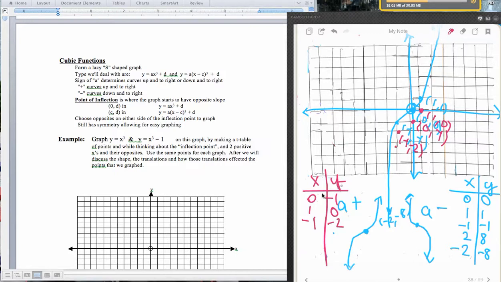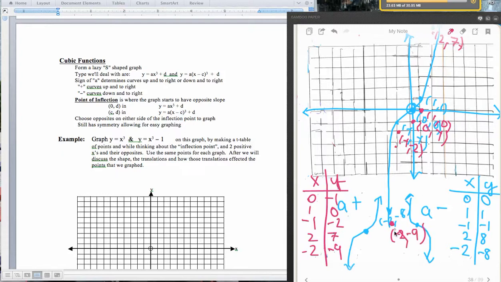And then we're going to do our 2 and our negative 2 and see what happens with those. So when we put 2 in, 2 cubed is 8, and 8 minus 1 is 7. So we have 2 and 7, and that one's not quite as far up as it was before, so I might be able to get that one in. And 2 and 7 there. And what happens when I put negative 2 in? Negative 2 cubed is negative 8, minus 1 is a negative 9. So this one goes way down here at negative 9. And so this is negative 2, negative 9.